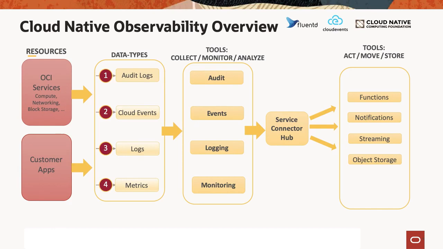The second class of things is going to be customer applications, or things that you control yourself. For example, this could be an application running on top of OCI, an application running on-premise, or an application running in another cloud. But at the same time, these things also emit things that you want to observe. So whether it's something that's coming from an OCI service or something that's coming from your own application, there are 4 key data types, or 4 key types of things that you naturally want to observe.